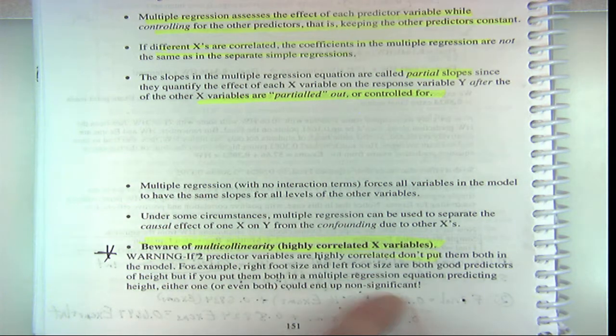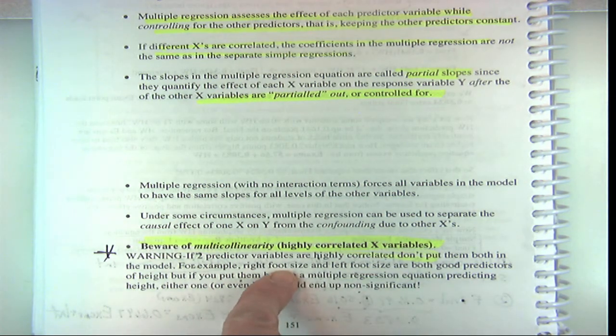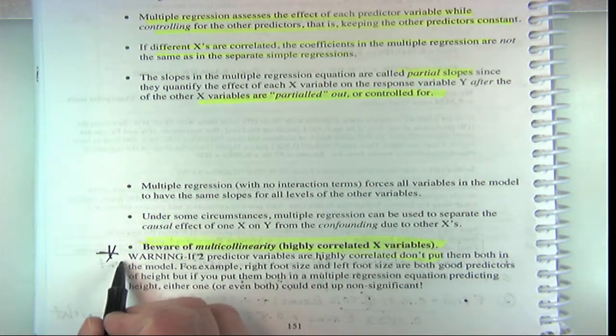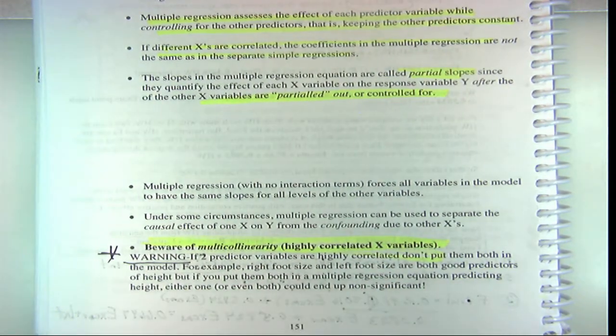Because think of it this way: if the right foot size is in there, adding the left is not going to add any more information. It's just going to make it hard to fit, since any linear combination of the two of them would do a pretty good job of predicting it. So it screws up your model. That's really important to not do. We'll see examples later on of that happening.